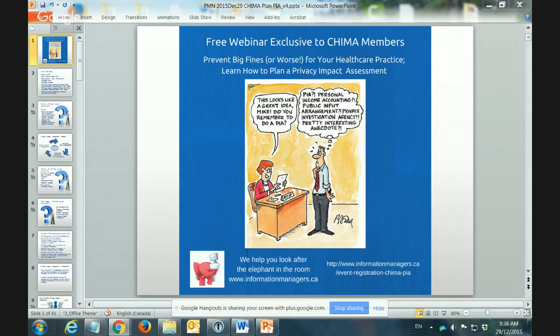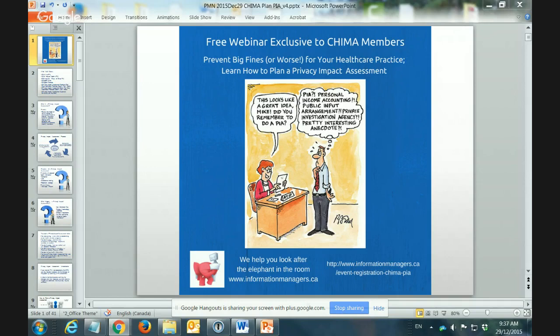Now, you might be working for a larger acute care hospital or healthcare provider. You might be working in a smaller private primary care center. In any of those situations, anytime that we're dealing with health information or patient information, we want to make sure that we have a privacy impact assessment. And the PIA should be as commonplace to a healthcare practice as a business plan is to a business.